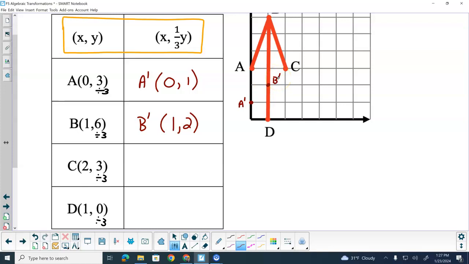C prime, 2, comma 1. Right 2, up 1. D prime, 1, comma 0. D prime didn't even get to move. Oh, my Lanta. And then we got to connect them in that order. A to B, B to C, and B to D. Love it.